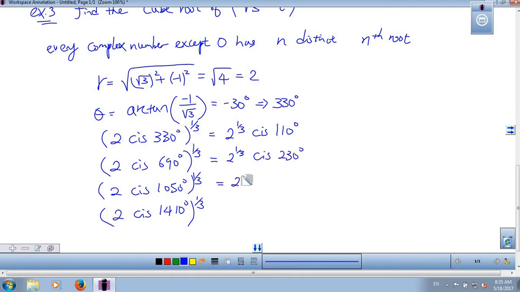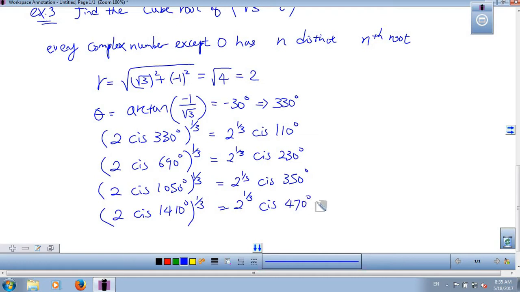Alright, and 2 to the 1/3 power, and then it's going to be 1050 divided by 3, it's going to give us cis 350. And let's go ahead and do this last one. Okay, I'm doing 4 because I want to show you something. 2 to the 1/3 power cis. Alright, 1410 divided by 3, that's going to give us 470.